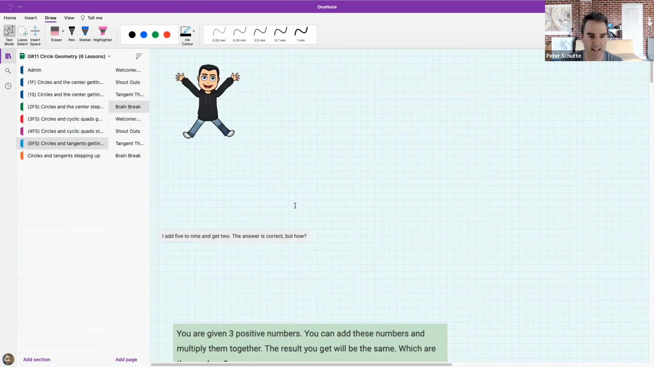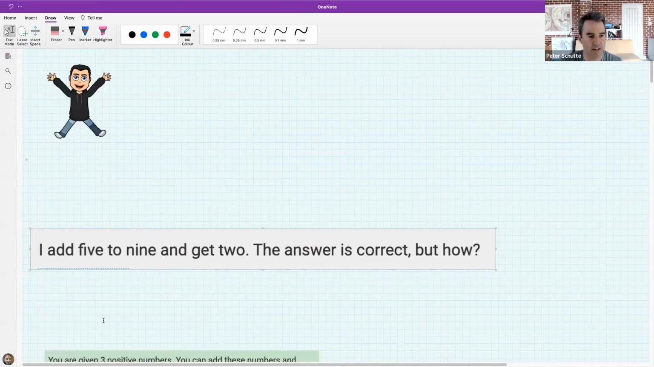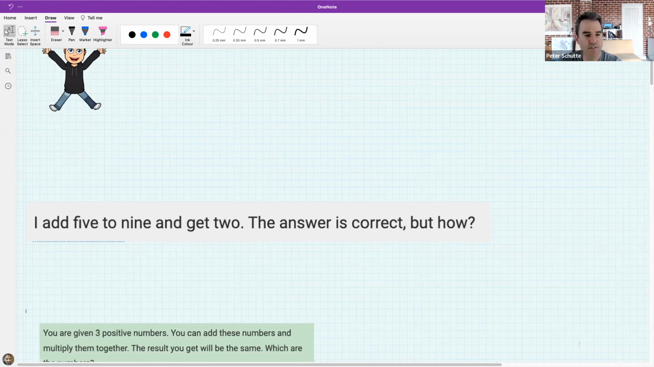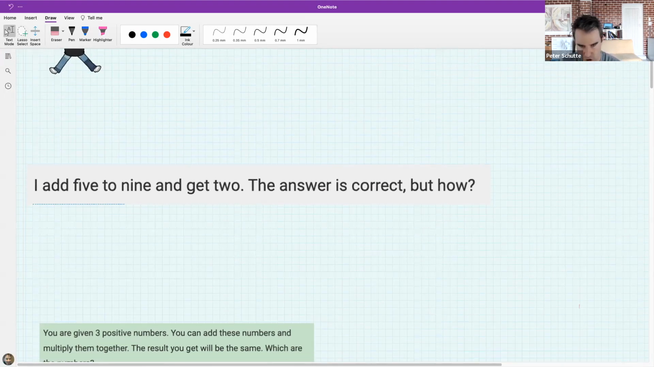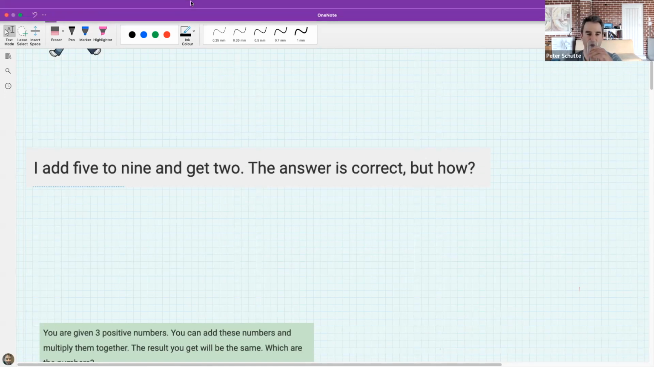Let's quickly do a little puzzle. So here's my little puzzle. I add 5 plus 9 and get 2. The answer is correct, but how? So how do I add 5 plus 9 and get 2? Who knows the answer to that? Put your ideas in the chat.